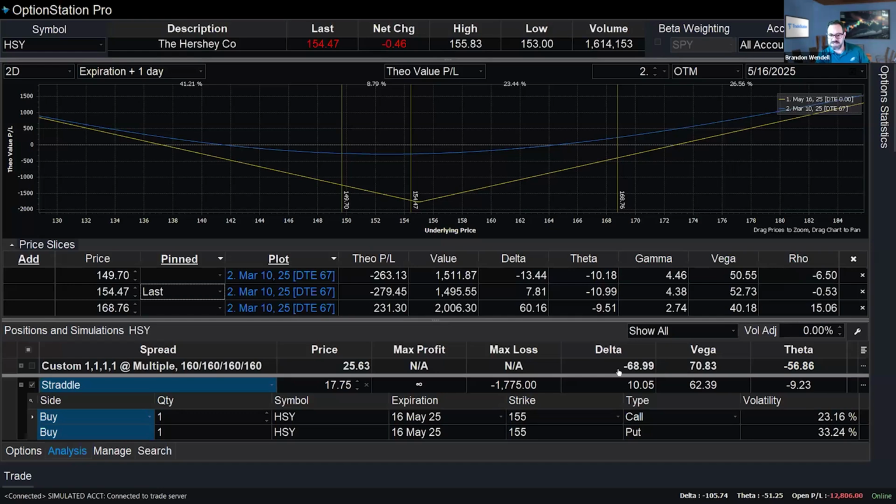My current, let's see, delta is, no, that's not right, is it? Oh, that's wrong. I was looking at the wrong one. My delta right here, 10. I have a bit of a positive delta, so I have a slightly bullish bias right now. And my Vega, 62.39. That's for this position. This is the open position I have currently up top, so don't worry about that one. And then my time decay again, only 9.23. So I have a little bit of time decay, can't do anything about that.